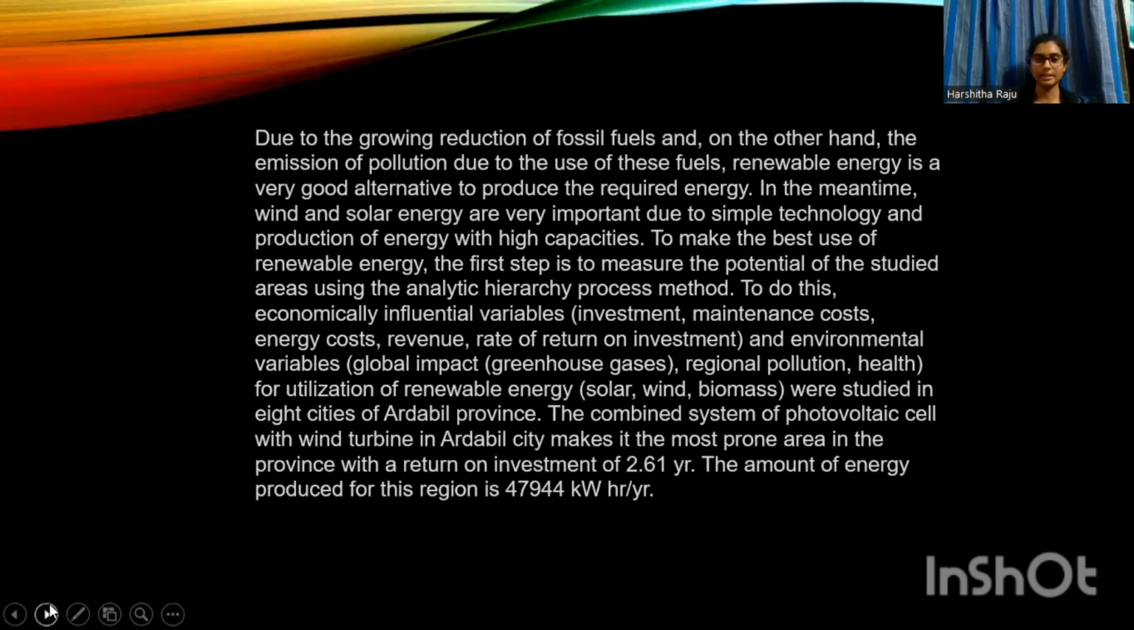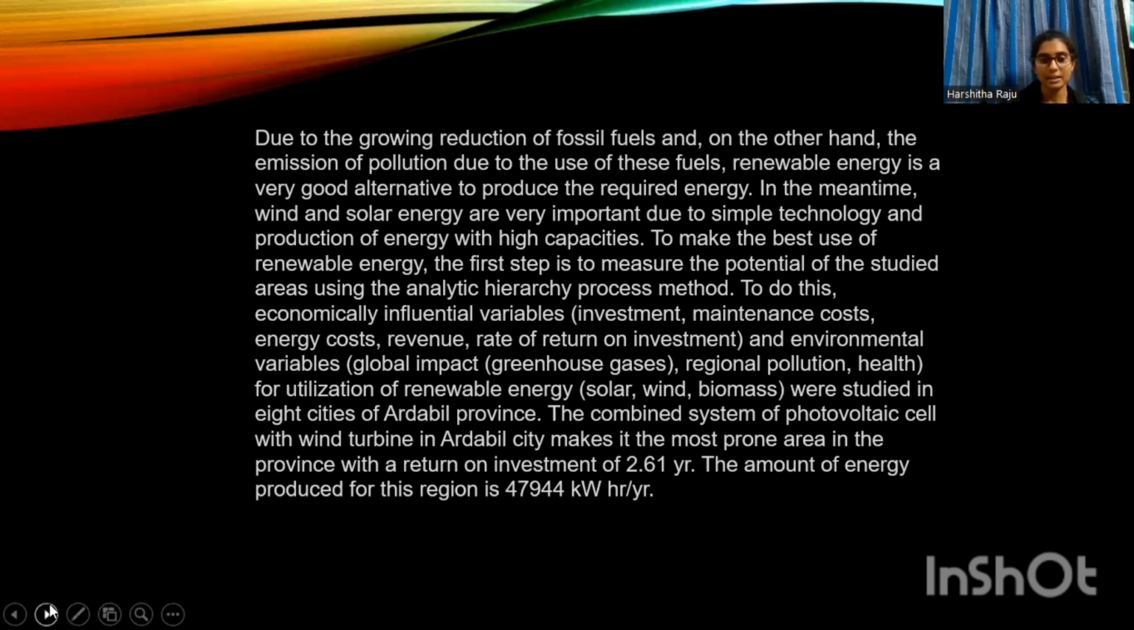Due to the growing reduction of fossil fuels, and on the other hand the emission of pollution from the use of these fuels, renewable energy is a very good alternative to produce the required energy. In the meantime, wind and solar energy are also important due to the simple technology and production of energy with high capacities. To make the best use of renewable energy, the first step is to measure the potential of the studied areas using the analytic hierarchy process method.